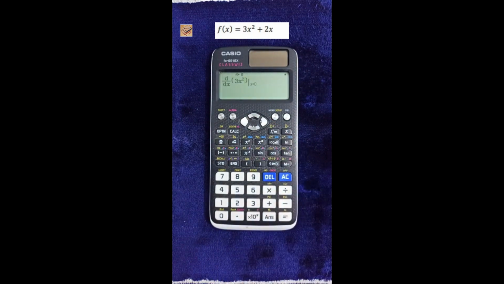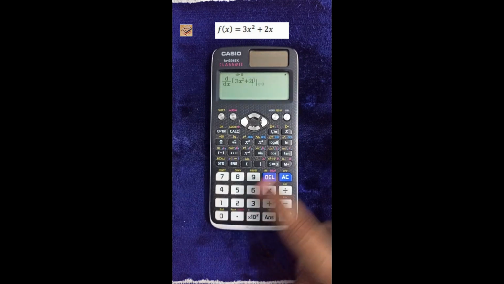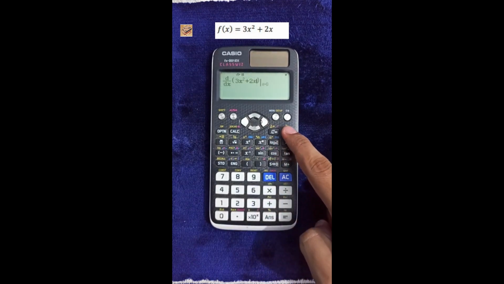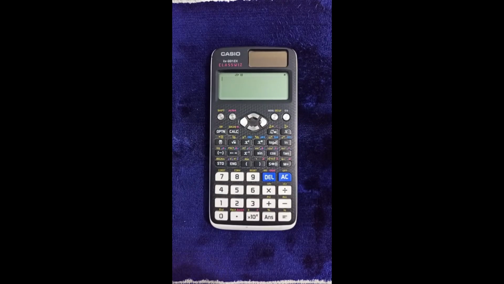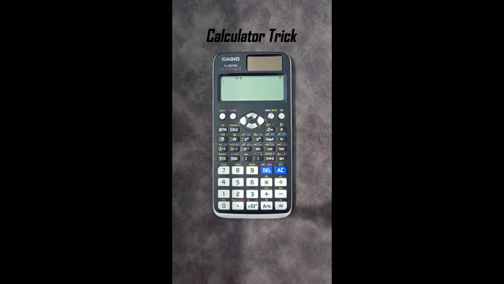Now the coefficient of x is 2, so press 2. Then press this button to enter x. Then scroll right to enter the value of x. Suppose the value of x is 3, so press 3. Then press equals to. There you go, the final answer of this question is 20. So do practice it because this calculator trick will save your time.